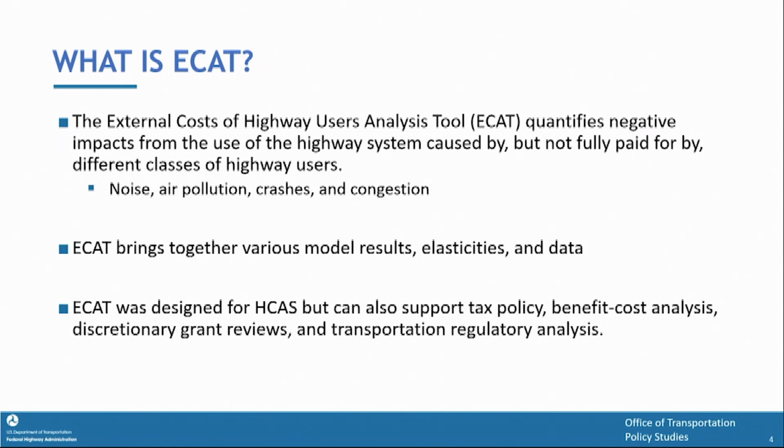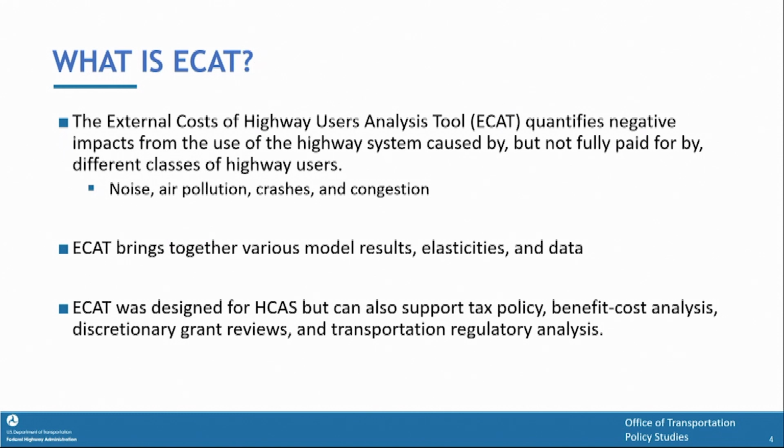So what is ECAT? Externality is sort of an economic jargon term. It means in this case, we're talking about quantifying the negative impacts from the use of the highway system that are caused by, but not fully paid for by, different classes of highway users. So here we're thinking about what are the side effects of highways? Costs generated from highway use that the users are not themselves bearing. So we talk about noise, air pollution, crashes, and congestion. Costs that affect people that aren't actually doing the driving or use of the highway system.